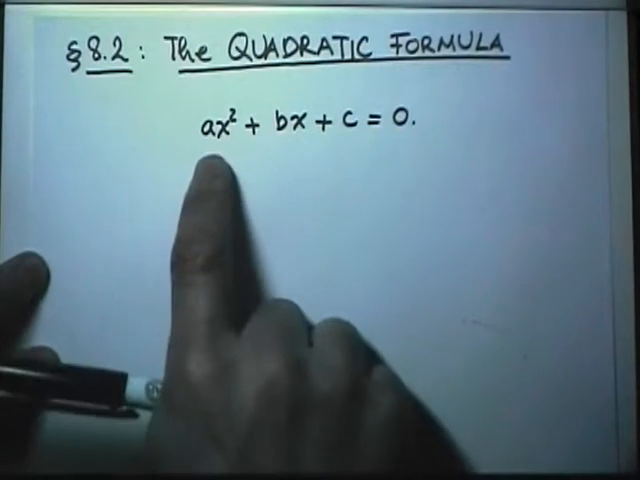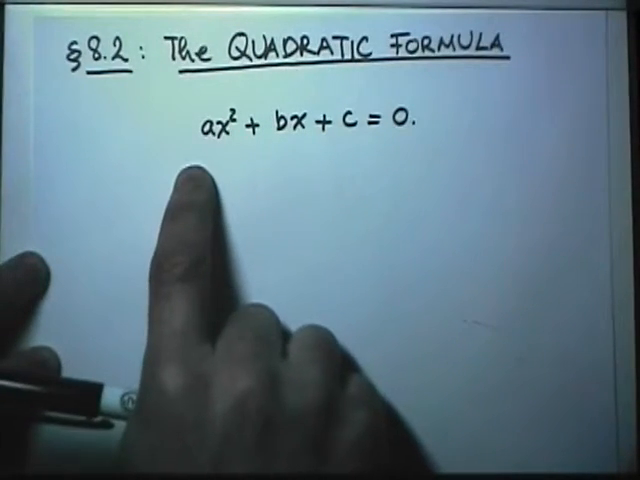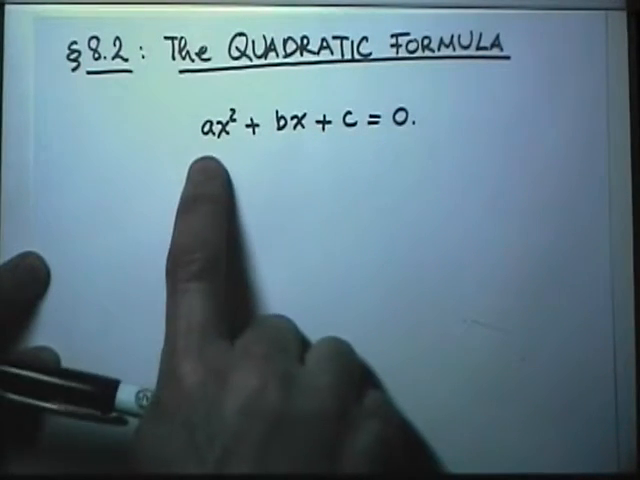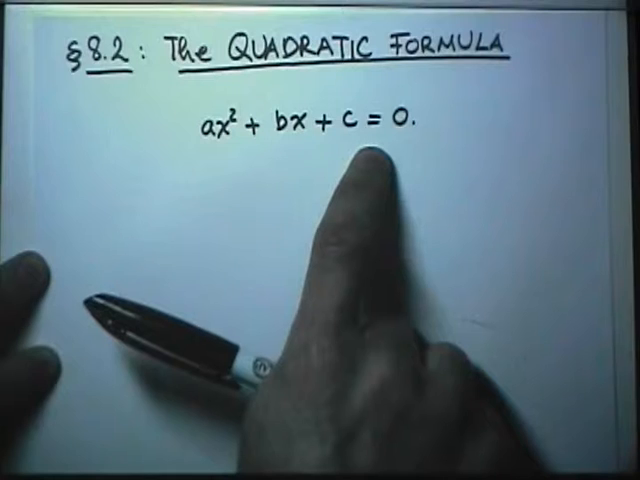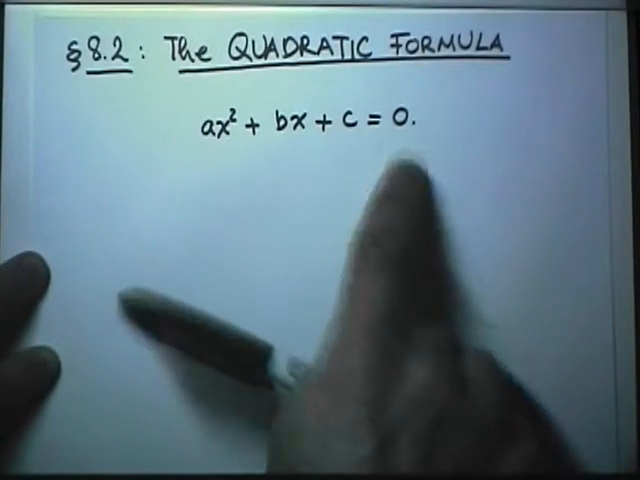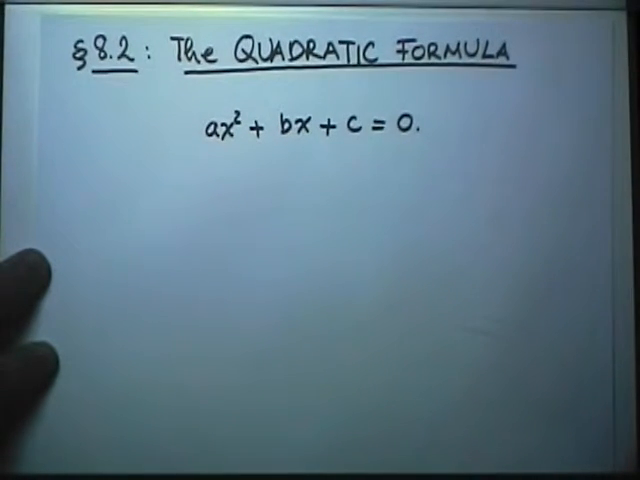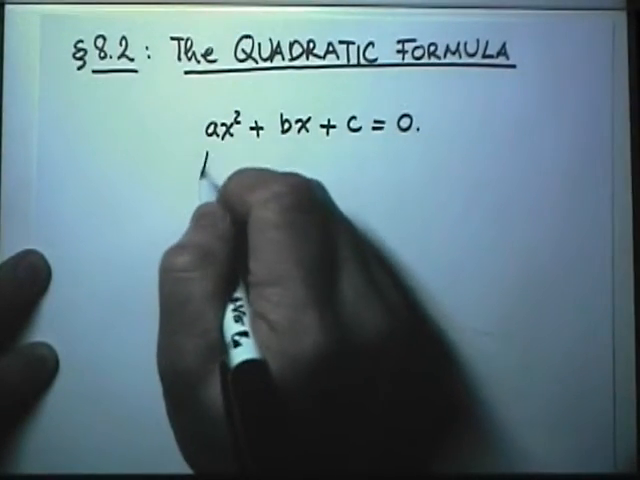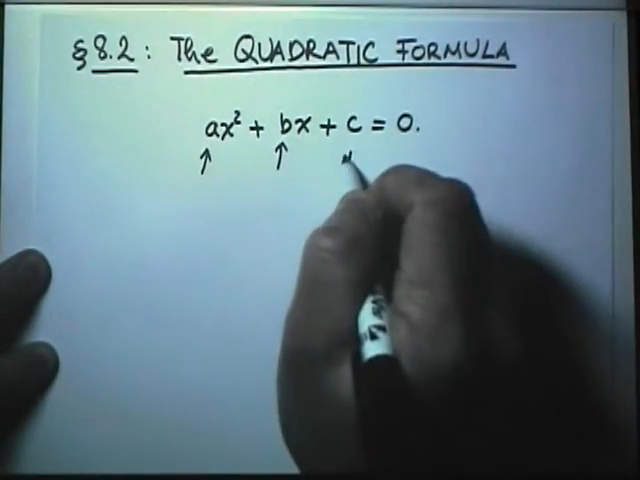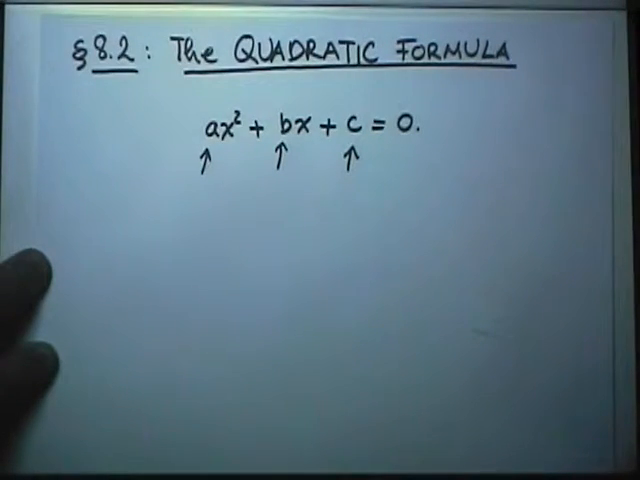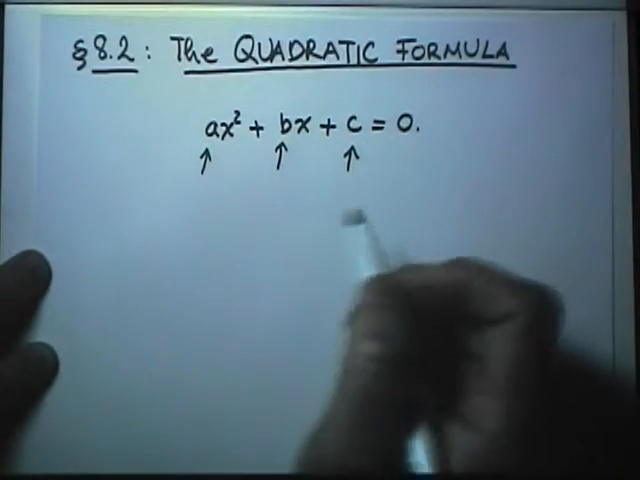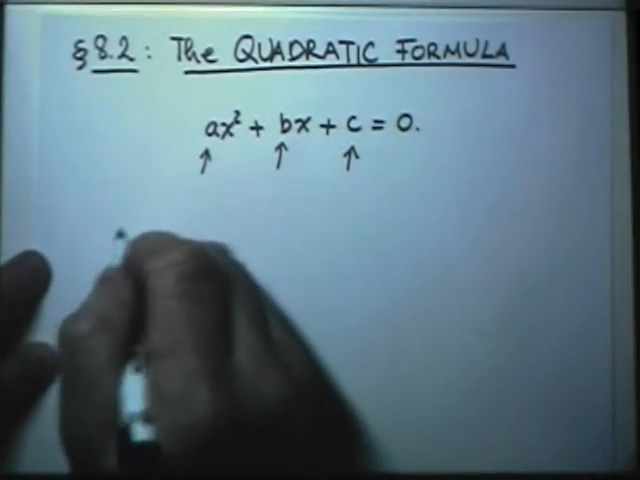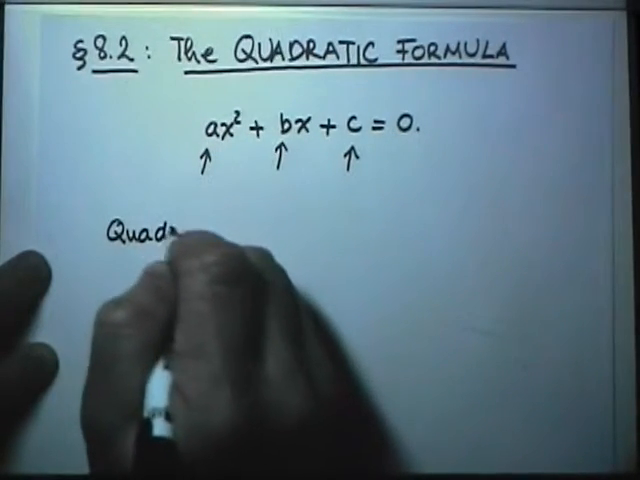So, generally, a quadratic equation has the form ax squared plus bx plus c equals 0. And you are probably well aware of that up to this point of the year, right? To solve this equation, notice a, b, and c are the coefficients of the quadratic equation. To solve it using the quadratic formula, the formula is going to look like this.